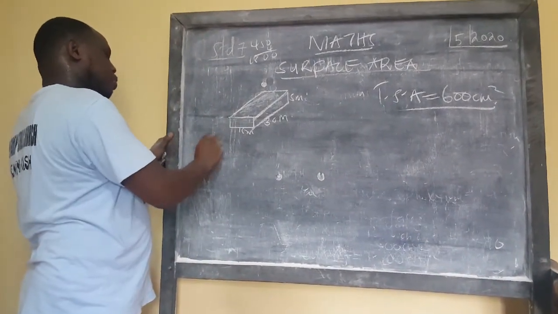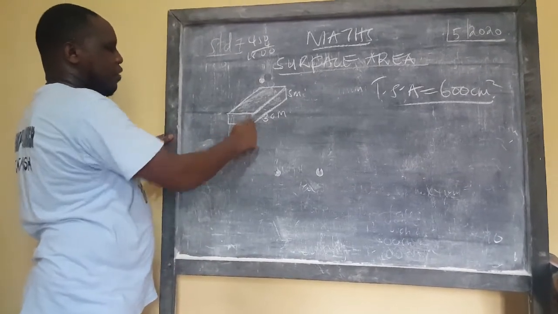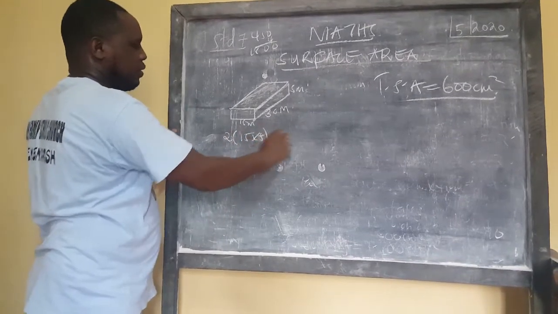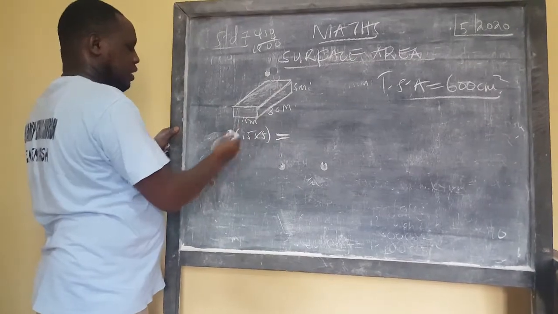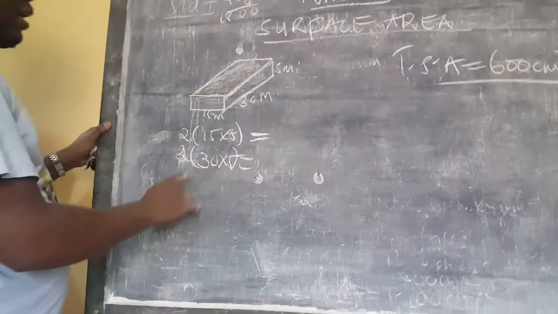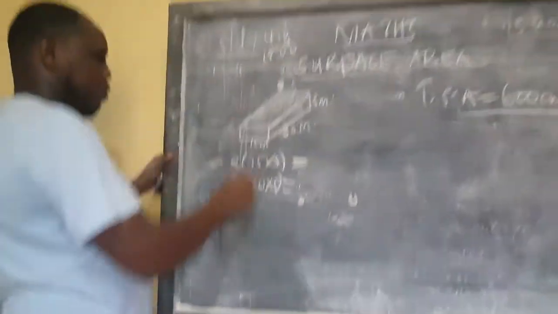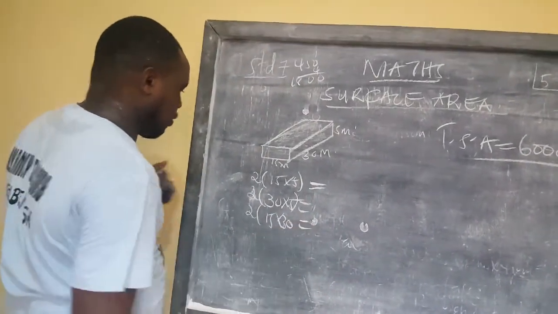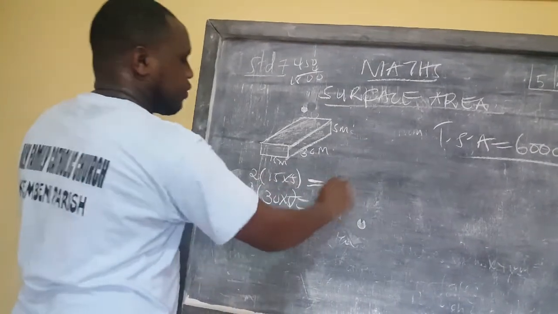So, number one, we are going to identify the faces that measure 15 by 5. There are 2, 15 times 5 to give us the area. Then 30 by 5, there are 2 also, 30 times 5. And then 15 by 30, there are 2, the below one and the upper one. So 2 times 15 times 30. This is going to give us 75, and 75 times 2 is 150.